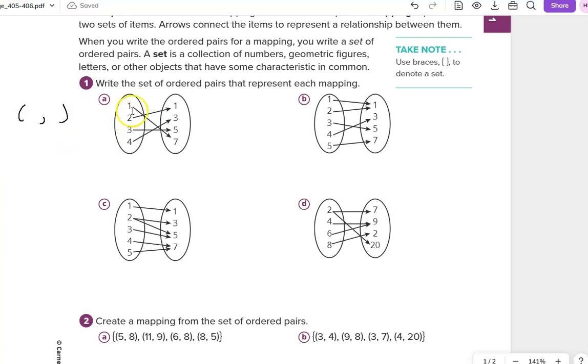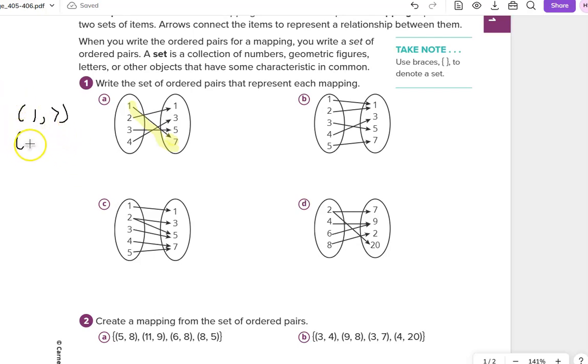So I'm going to start with number 1, and I'm going to follow my arrow down. So 1 goes with 7. So when X is 1, Y is 7. When my independent is 1, the dependent will be 7. When my input is 1, my output will be 7. They all mean exactly the same thing. We just call it input-output when we're talking functions. There's another term we're going to learn in a minute too.